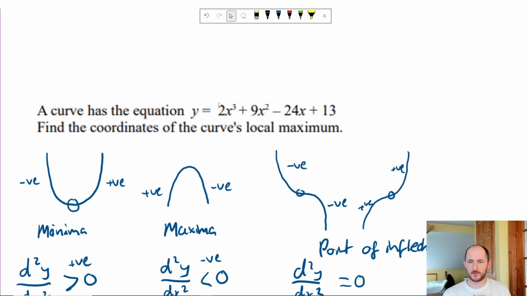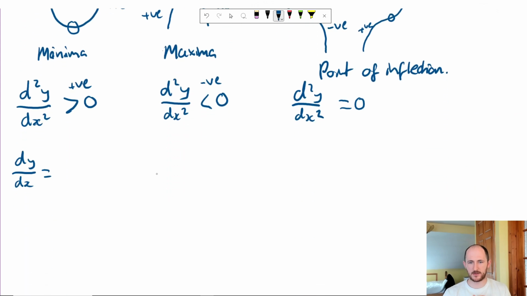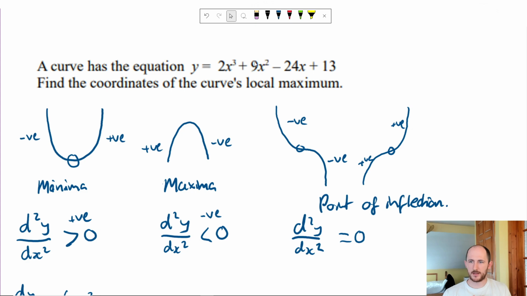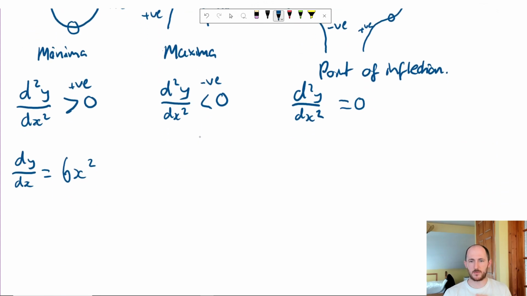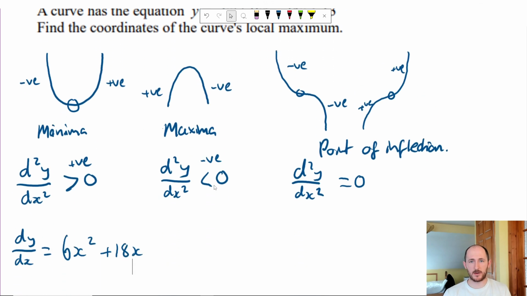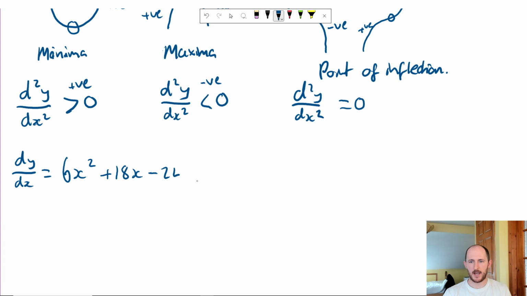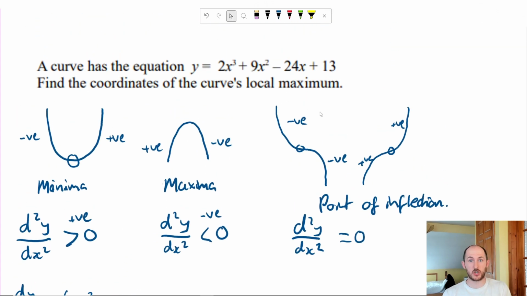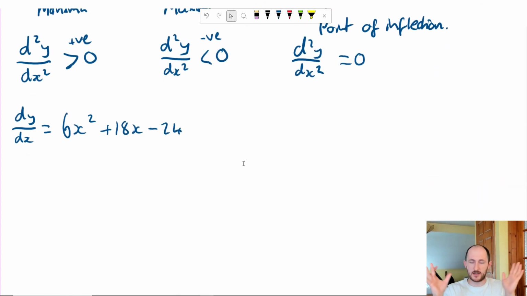Bring the power forward. We get 6x, minus 1 from the power, so 6x squared. Bring the power forward, that's 18x, minus 1 from the power. Basically, just get rid of the x, it's minus 24. And the constant on the end goes away because it's not changing with respect to x. There's no change, doesn't affect it.